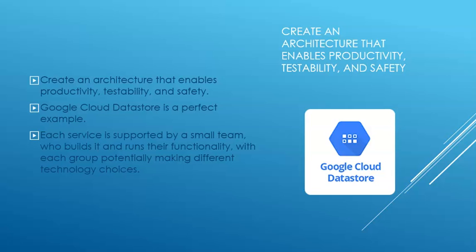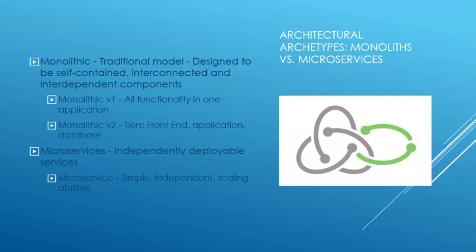Thanks, Corey. As we look to the architectural archetypes, let's look at the monolith versus the microservices. Many of the large companies of today actually started off with the monolithic traditional model. So all the functionality was in one application. It made it so that they were self-contained and interconnected, so all the components were interdependent on each other. This was great. It was very successful. But as the companies looked to evolve the system, they weren't able to do that with this traditional model.